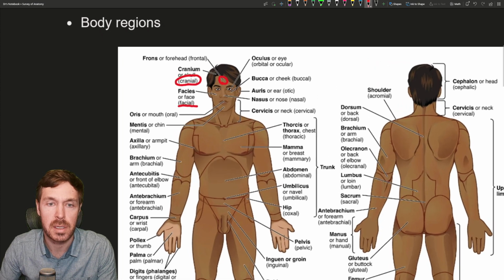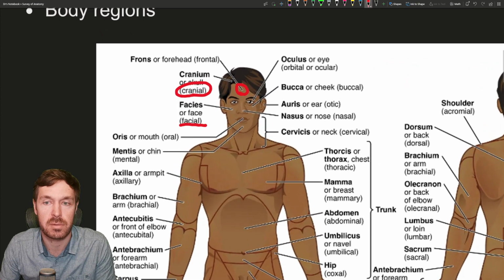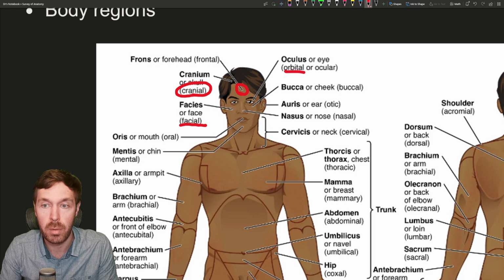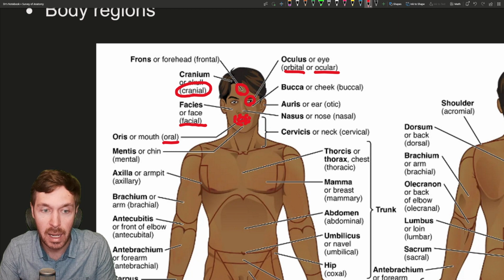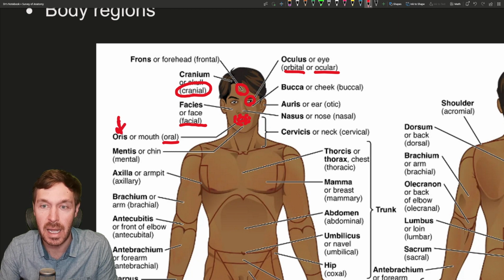Here, I'm going to zoom in on this a little bit more so you can see it a little better as we work our way through this image. And then eye is oculus or orbital or ocular. So that's the orbital cavity there of the eye. Mouth, oral. So that's the oral cavity. There is a muscle that goes around the mouth called the orbicularis oris. I meant to say the oculi goes around the eye. It's another circular muscle that goes around the eye, helps you blink. I'm really messing up this guy's face right now.